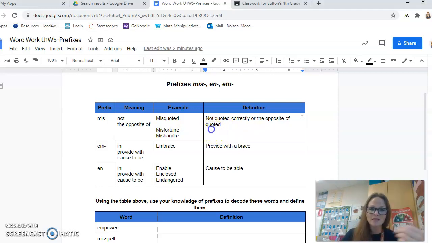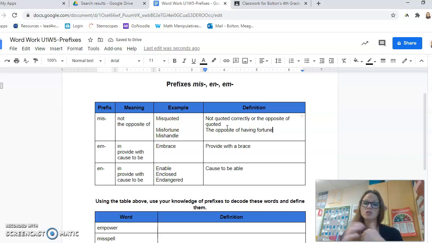Going along with that mis, we have the word misfortune. Misfortune would be the opposite of having fortune. So fortune means when things go well. So if you're having misfortune, then that means that things are not going well for you, okay?